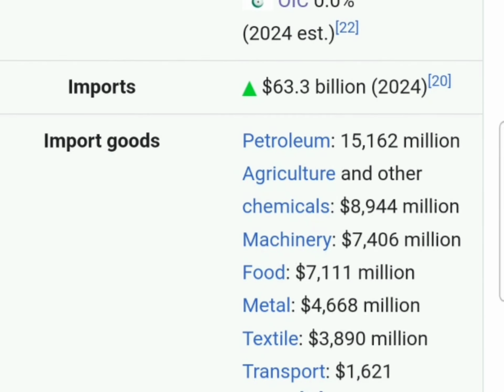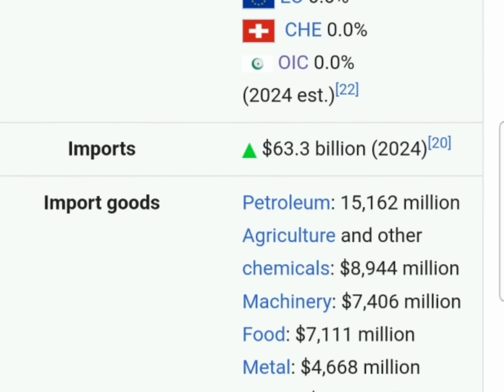The total import of Pakistan is 63 billion US dollars. Now compare: Pakistan has 39 billion US dollars of exports, while imports are 63.3 billion US dollars, which means there is a huge trade deficit for Pakistan.